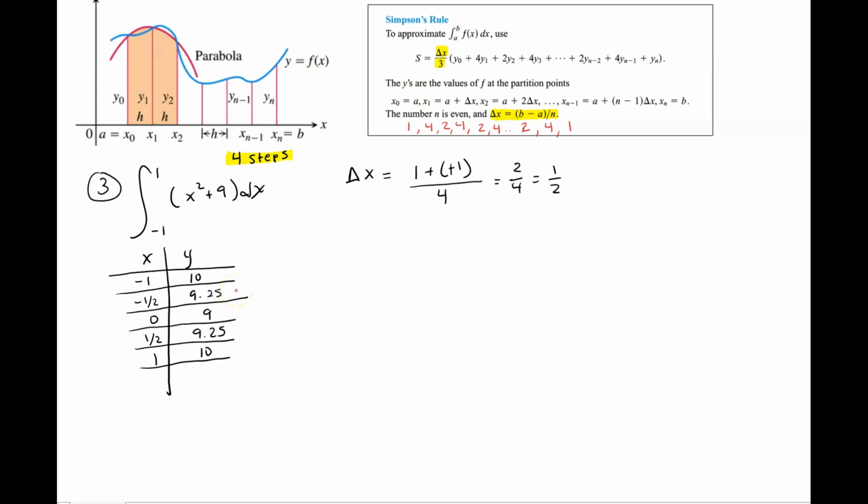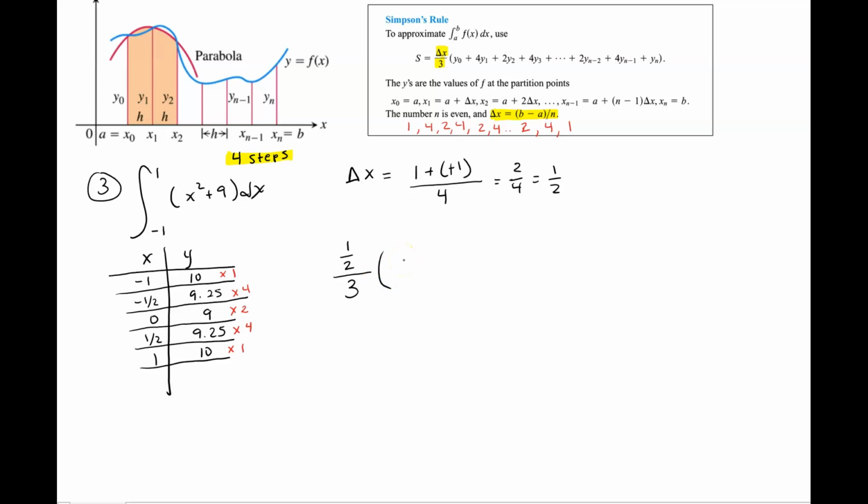So what we're going to do here, the first value 10, it gets multiplied by 1, so really don't worry about that. The second value 9.25 will get multiplied by 4, so I'm going to put times 4. The 9 will get multiplied by 2, all right, and the 9.25 will get multiplied by 4. And then the 10 here will get multiplied by 1. So I guess I may as well just write it in there. All right, so that's kind of the pattern there. All right, and we're going to take the delta x 1/2, and we're going to divide it by 3.